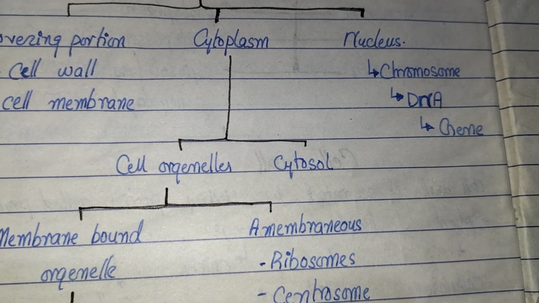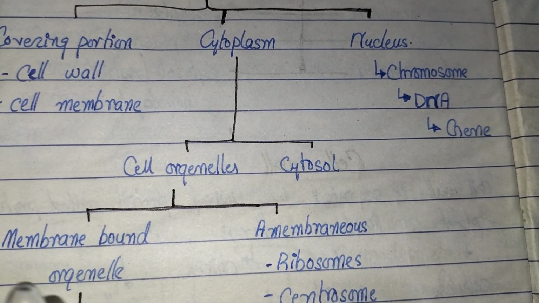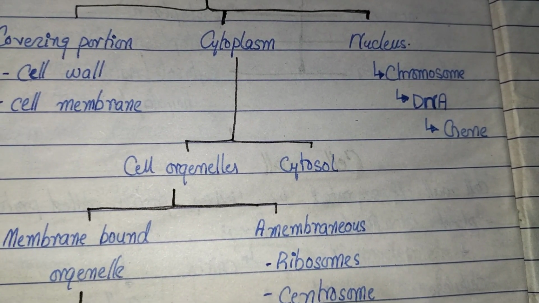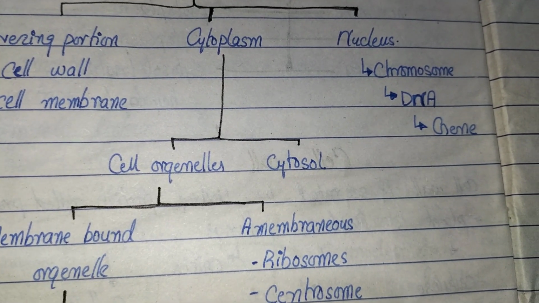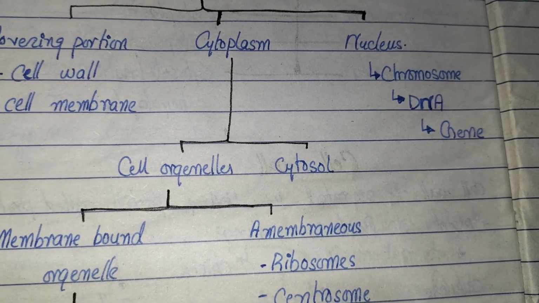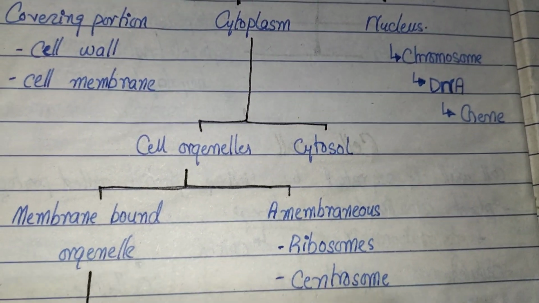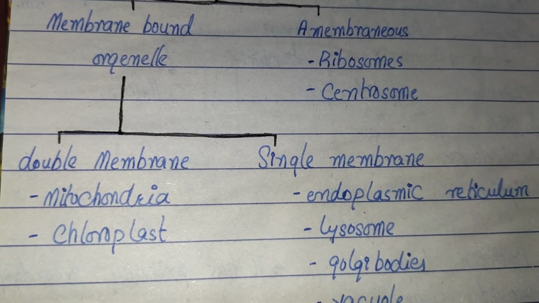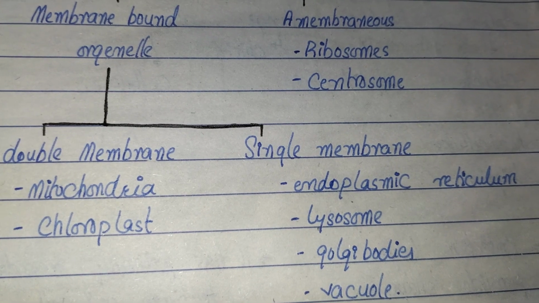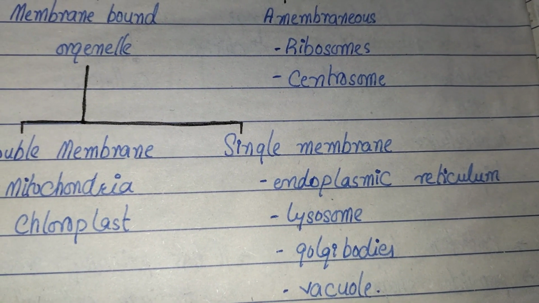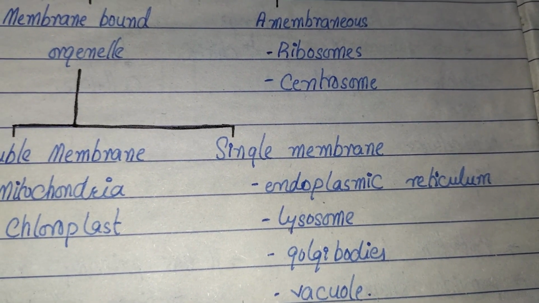The cytoplasm is divided into two kinds: cell organelles and cytosol. Cell organelles include membrane bound organelles and amembranous organelles. Amembranous organelles include ribosomes and centrosome, and in the membrane bound organelles we have two types: double membrane and single membrane. Double membrane includes mitochondria and chloroplast, and single membrane includes endoplasmic reticulum, lysosome, Golgi bodies, and vacuoles.